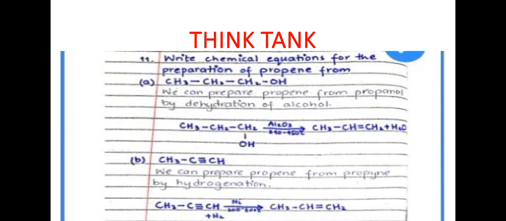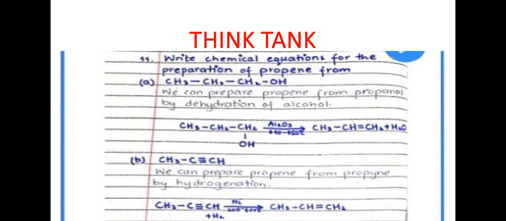In order to prepare the propene from propanol, we must have the process of dehydration of alcohol in the presence of aluminium trioxide as a catalyst, and we are heating the propanol at 340 to 450 degrees centigrade. As a result, water is evaporated and dehydrated, and we will get double bond product propene.